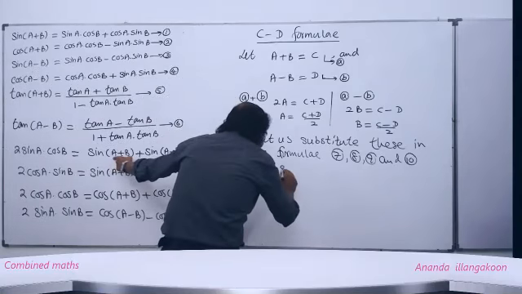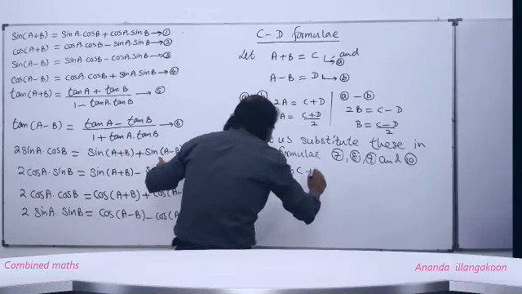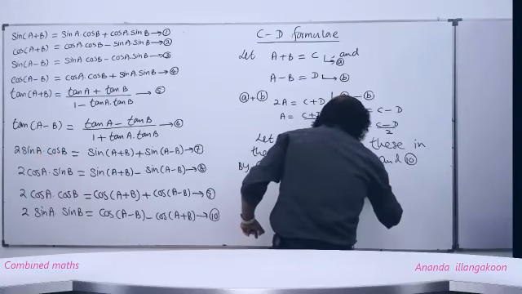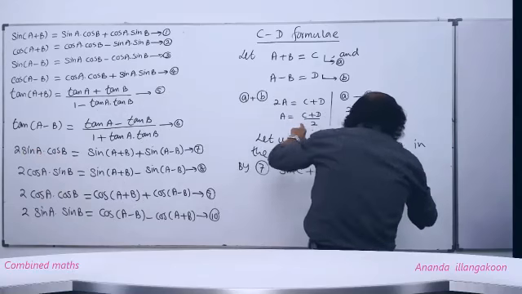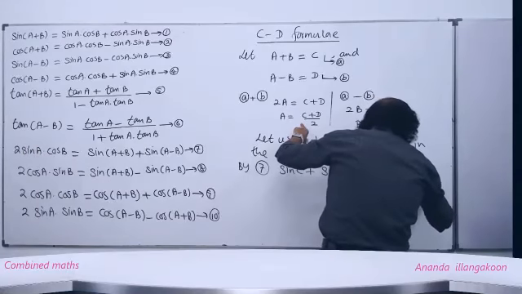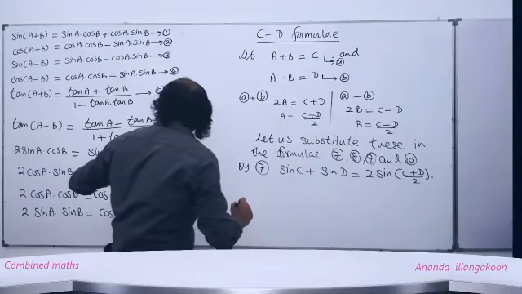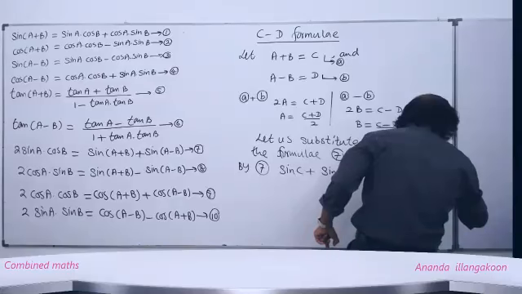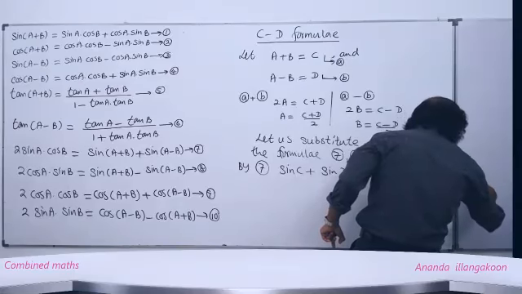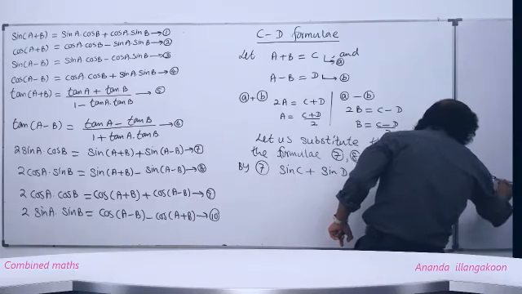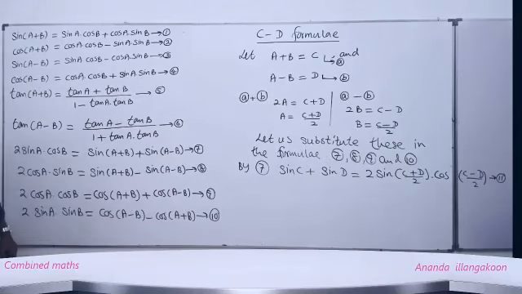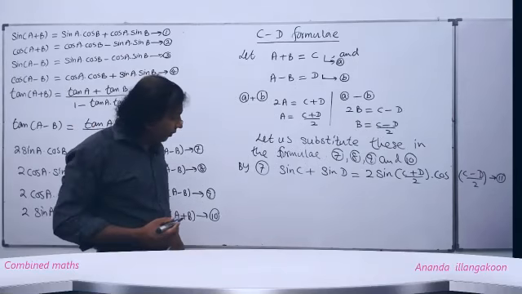By 7, what do you get? Sin C plus sin D equals what, people? 2 sin, what is A? C plus D by 2. And, people, cos B, C minus D by 2. Cos B means C minus D by 2. People, this is number 11 formula. Sin C plus sin D formula is that.